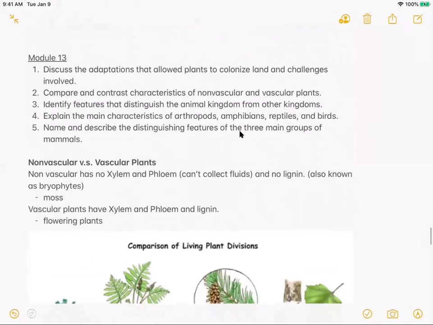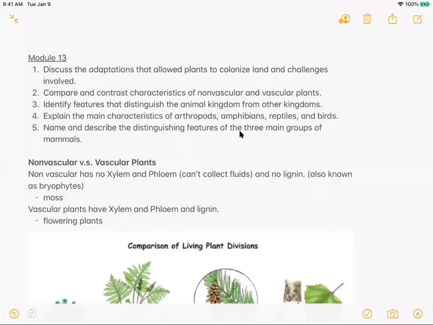So going on to module 13, this is the module you're going to work on this upcoming week. We're going to talk about the adaptations that allow plants to colonize land, challenges involved, compare and contrast characteristics of non-vascular plants and vascular plants, identify features that distinguish the animal kingdom from other kingdoms, explain the main characteristics of different types of organisms, and name and describe the distinguishing features of 3 main groups of mammals.